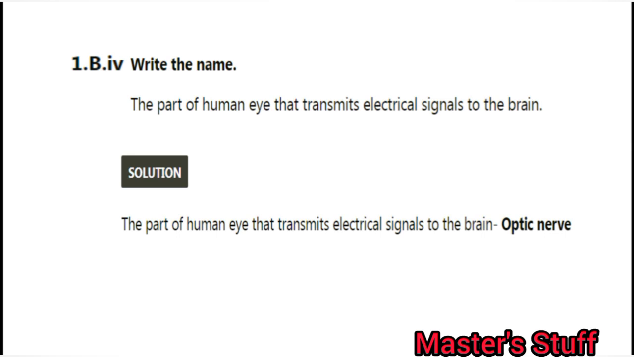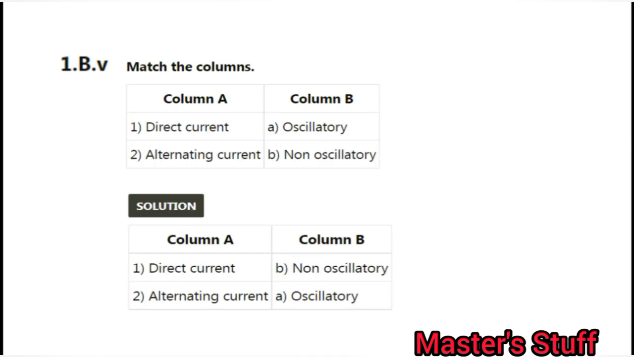Fourth sub-question, write the name. The part of human eye that transmits electrical signals to the brain. Answer is optic nerve. Fifth sub-question, match the columns. Here 2 columns are given, column A and column B. Column A contains direct current and alternating current, and column B contains oscillatory and non-oscillatory. Direct current is non-oscillatory and alternating current is oscillatory.